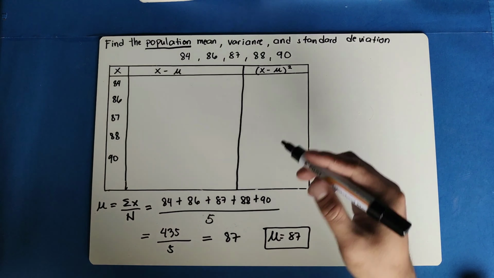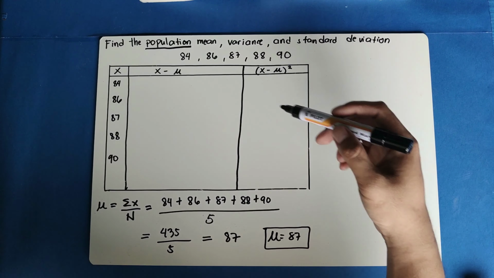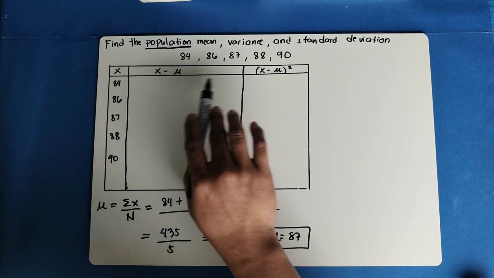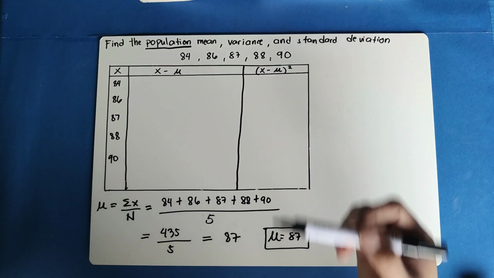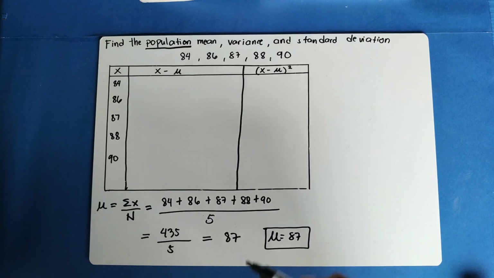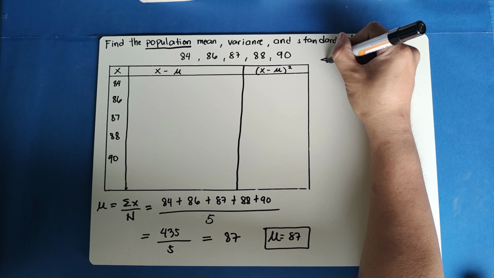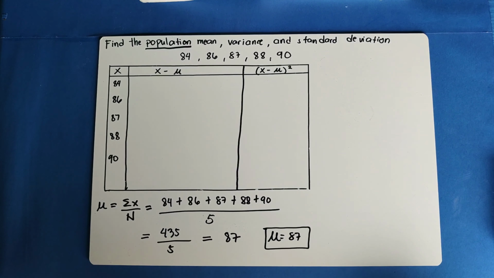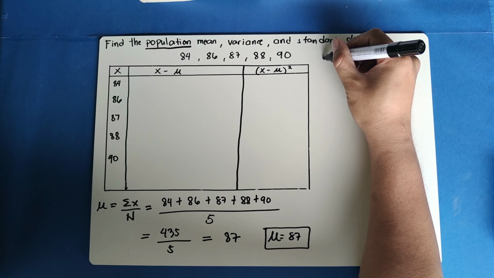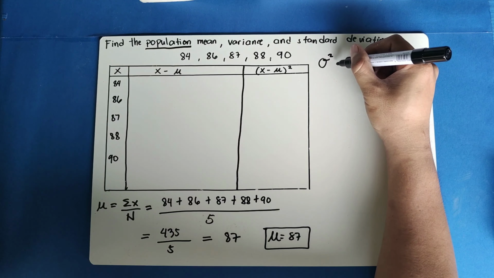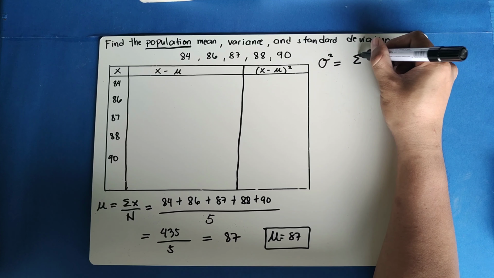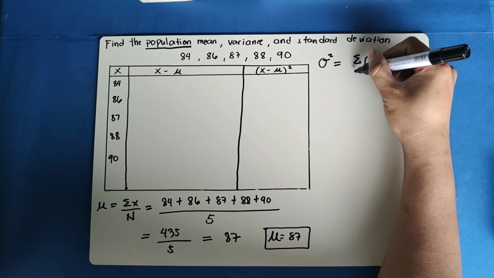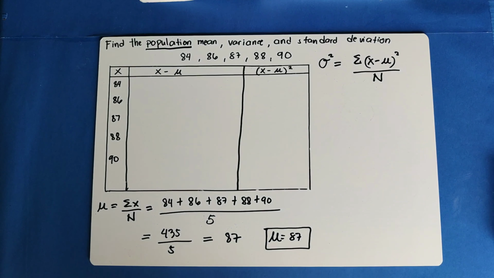Okay. Next, we have here a table. So a table, the first column is our x. The second is the x minus the mean. Why we have this? Bakit meron tayong ganito? Kasi the next thing that we need to find is the variance. And the formula in getting the population variance, the symbol of population variance, is equal to summation of x minus the population mean square all over n.